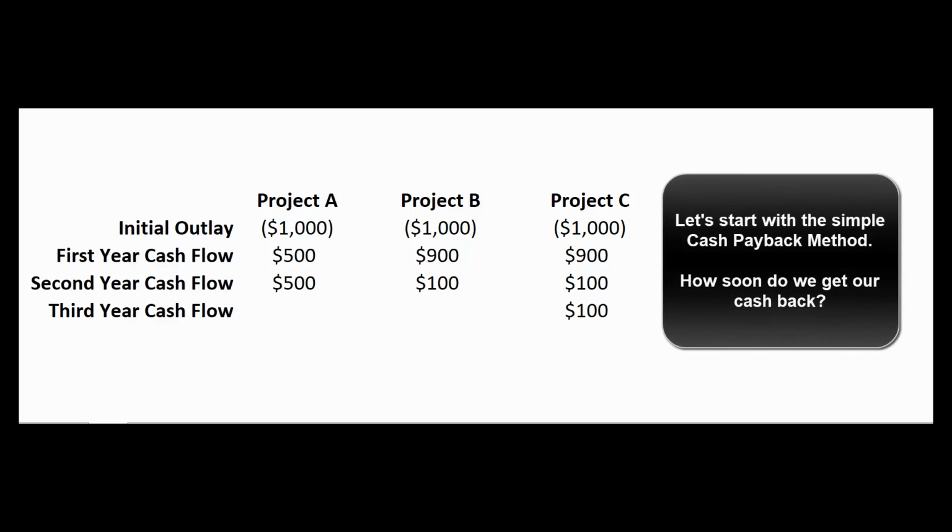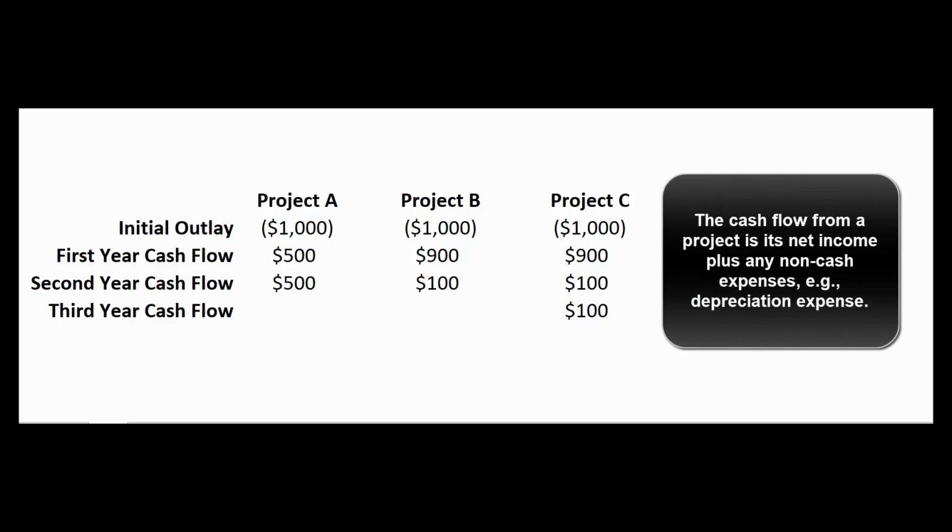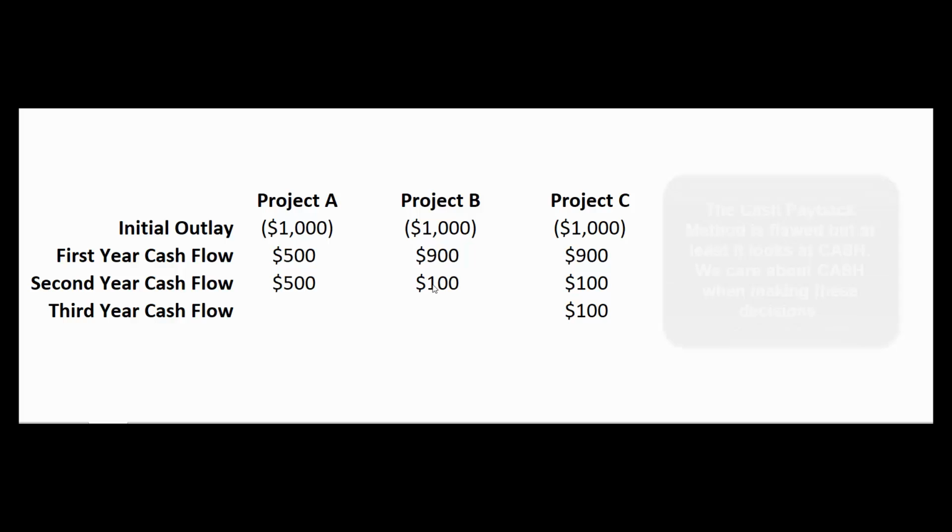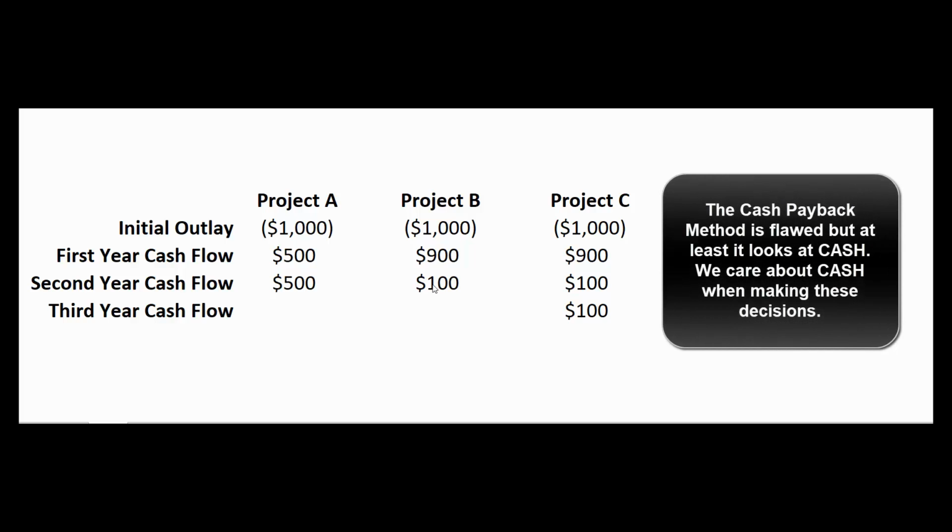One of the simplest methods is the cash payback. So we'll look at the cash flow from a project. Usually that means the net income plus the depreciation added back, because depreciation is a non-cash expense. And we'll see how many years it takes us to earn back our original investment. The one thing that the cash payback period does right is it does look at the cash flow.